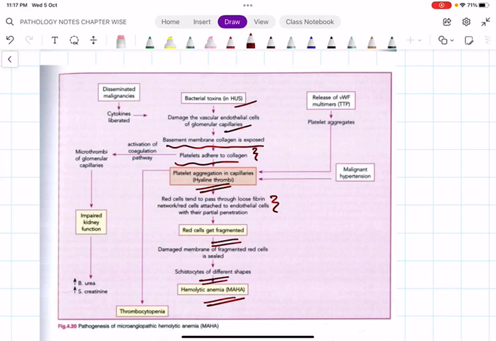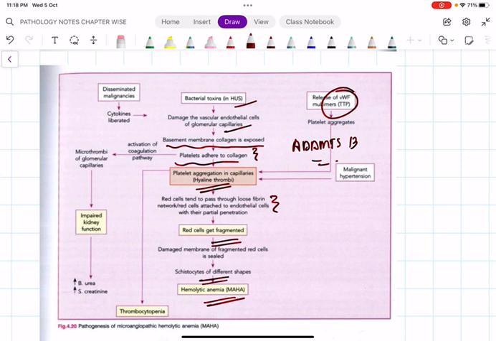Or in case of TTP, we have von Willebrand factor multimers. Normally the von Willebrand factor is degraded by an enzyme called ADAMTS13. Because of the deficiency of this enzyme in TTP, the von Willebrand factor won't be degraded. Von Willebrand factor is a platelet attractant. Since it is not being degraded, it will undergo polymerization and attract more platelets. So platelet aggregation happens again.